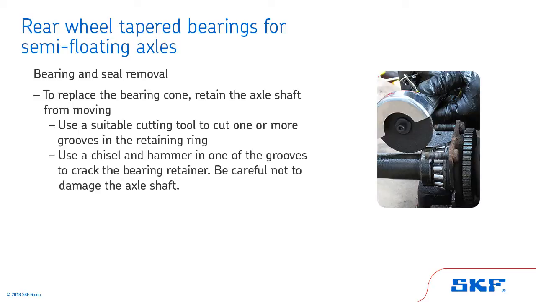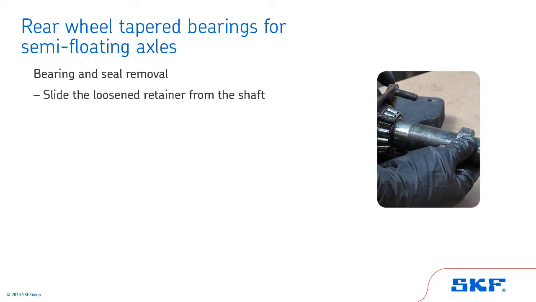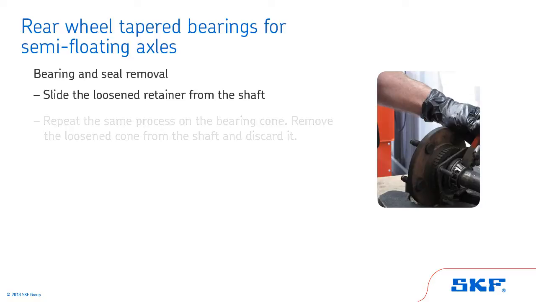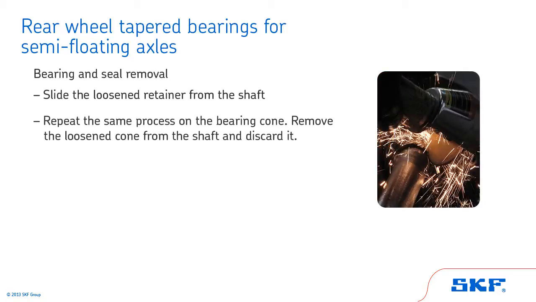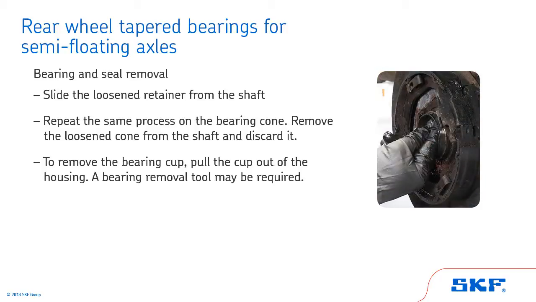To replace a bearing cone, retain the axle shaft from moving. Use a suitable cutting tool to cut one or more grooves in the retaining ring. Use a chisel and hammer in one of the grooves to crack the bearing retainer. Be careful not to damage the axle shaft. Slide the loosened retainer from the shaft. Repeat the same process on the bearing cone. Remove the loosened cone from the shaft and discard it. To remove the bearing cup, pull the cup out of the housing. A bearing removal tool may be required.